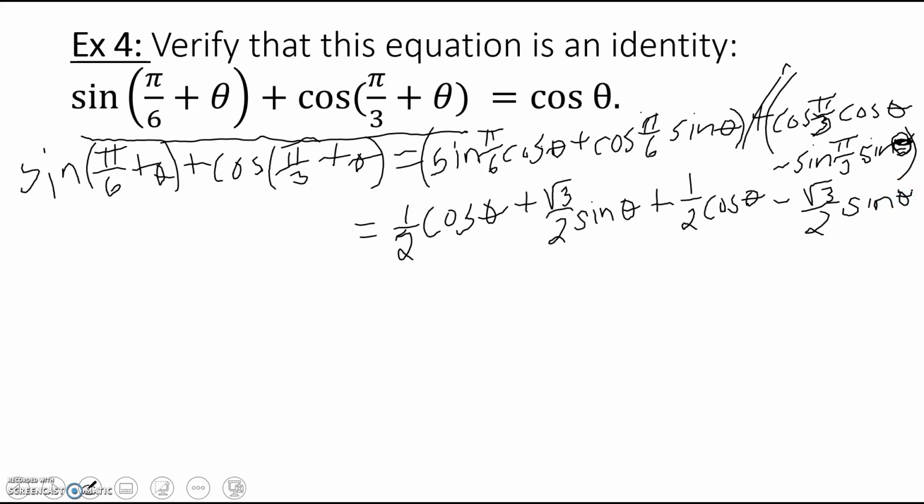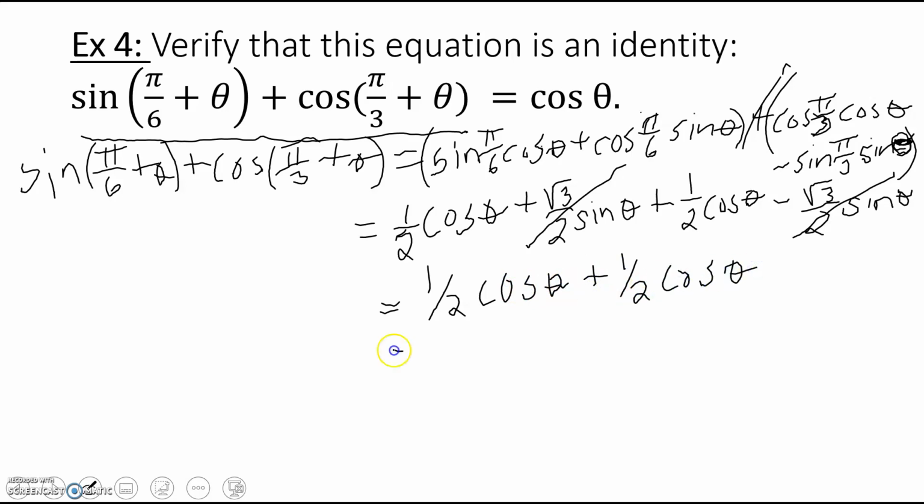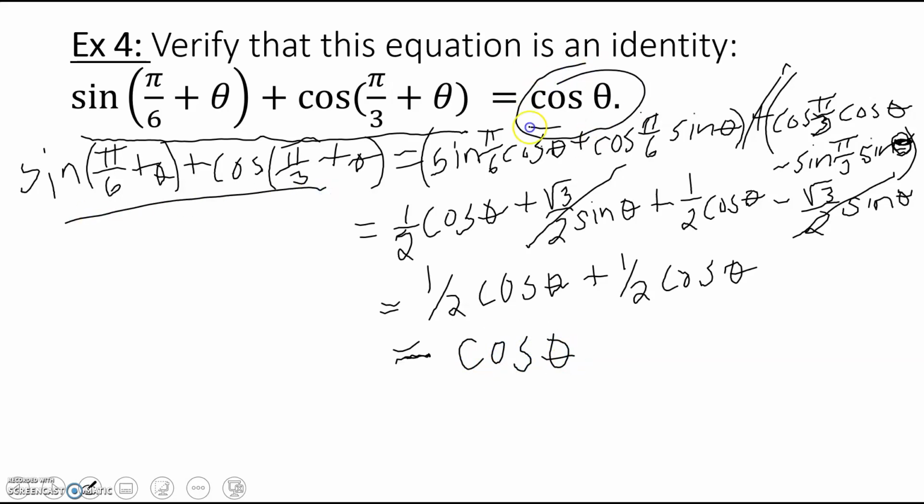Now, if you notice, we have a positive square root of 3 over 2 sine theta and a negative square root of 3 over 2 sine theta. So those would cancel. And that would leave you with 1/2 cosine of theta plus 1/2 cosine of theta. And that equals 1 cosine of theta, which we'll just write cosine of theta, which is what we were trying to show. We were trying to show that this equals the cosine of theta. And we've done that. We've proved that. And so that would be our verification of that identity.